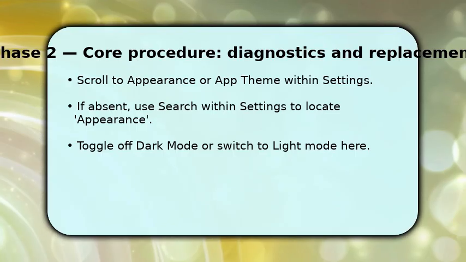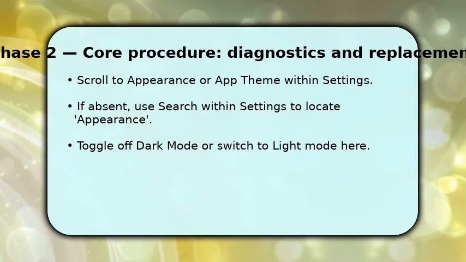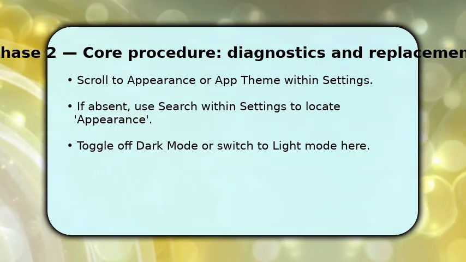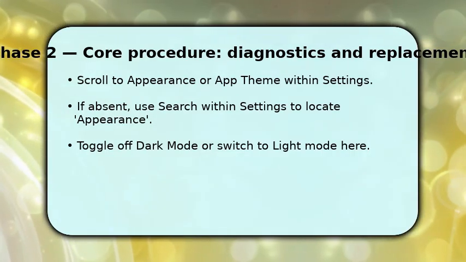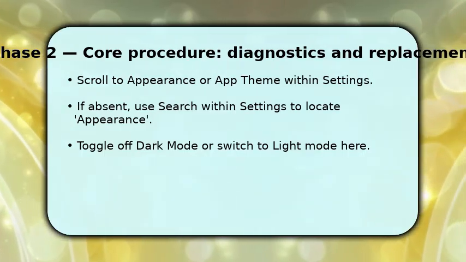When you reach the option, you'll see choices like Always Dark, Match System, and Light. Choose Light to turn off dark mode. If Match System is selected, change it to Light so the app won't follow your phone's dark theme. After switching, give the app a moment to redraw.